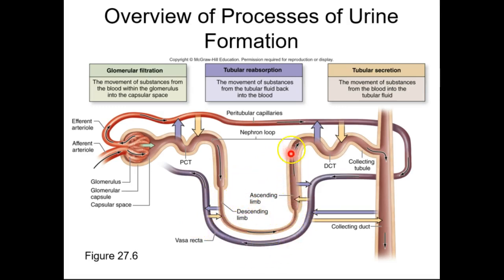So you're going to have active pumping of sodium in the ascending limb, and you're going to have passive osmosis of water in the descending limb. Water is going to be reabsorbed in the descending limb, and sodium and chloride are going to be actively pumped out of the ascending limb. Big picture, what you're doing here is first of all setting up a saltiness gradient.